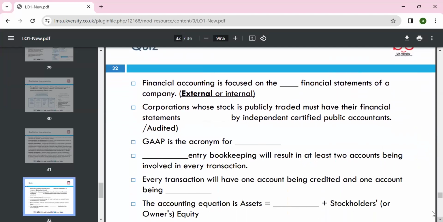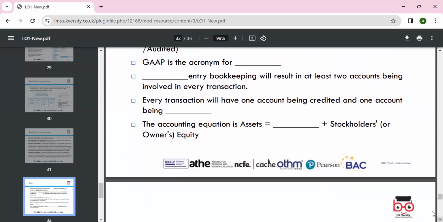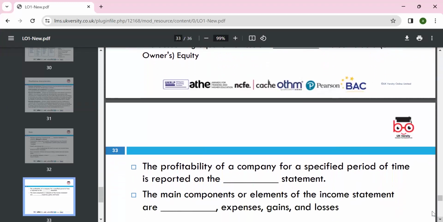You can look around financial accounting, which focuses on the financial statements. Financial accounting is external to the corporation. Those whose stock is publicly traded must produce financial statements, and we can look at the audit requirement as well. We have generally accepted accounting principles and double entry bookkeeping. Every transaction has an account for the credit, and one side will be debit. We can look at the accounting equation: assets equal liabilities plus equity.